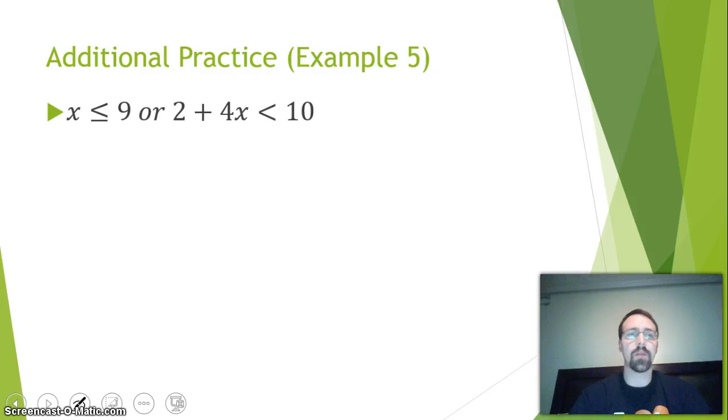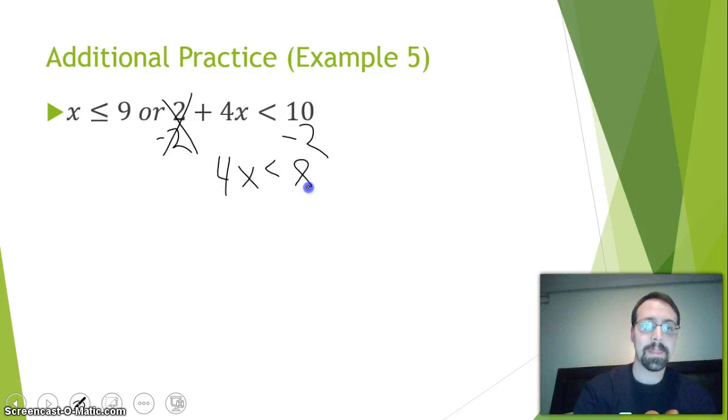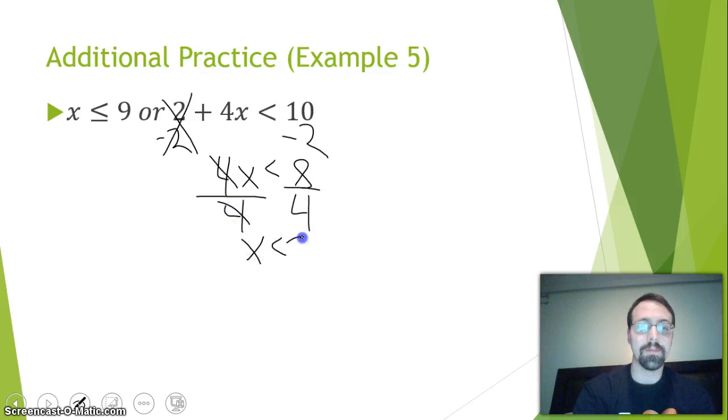Next thing we got, this example problem. One of them's already done, but now we need to do some algebra on the other side because we need to get x by itself. Go ahead and copy the problem down. It says x is less than or equal to 9, or 2 plus 4x is less than 10. So let's go ahead and do some math. Minus 2 on both sides. These cancel out, and you get 4x is less than 8. My x isn't by itself. I need to divide by 4 on both sides. Cancel out, cancel out. I get x is less than 2.